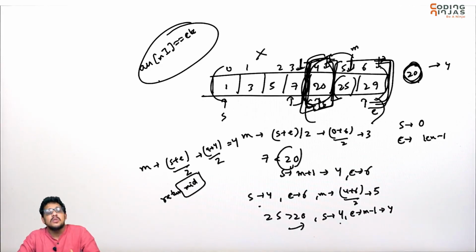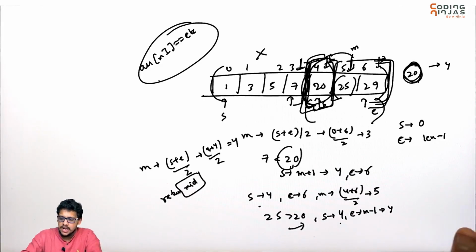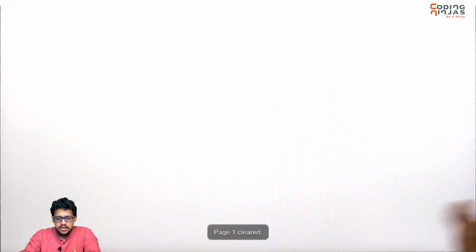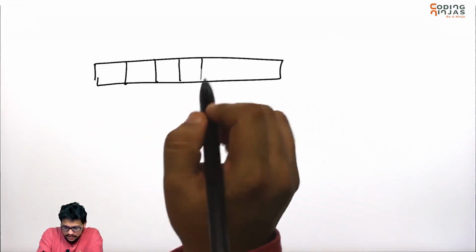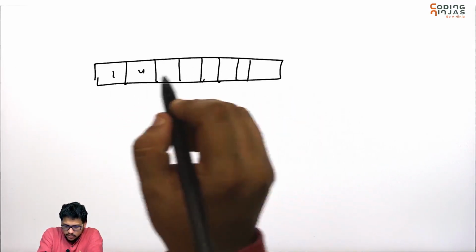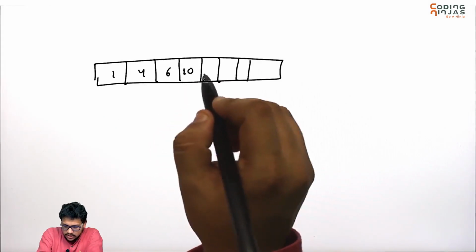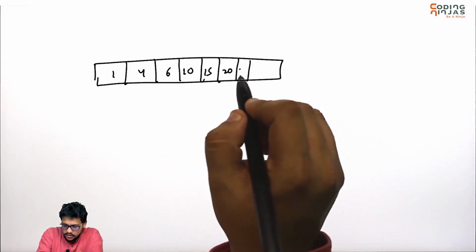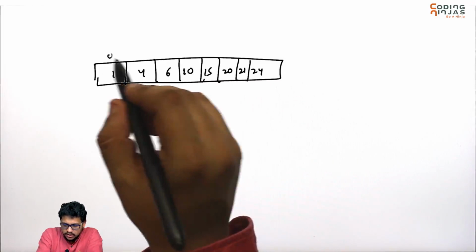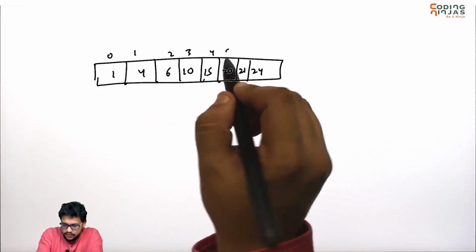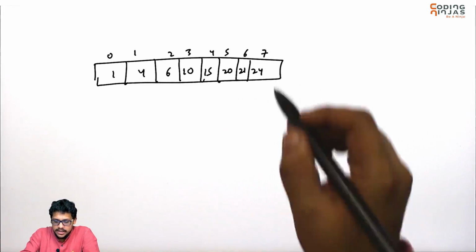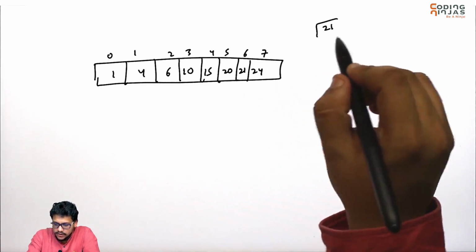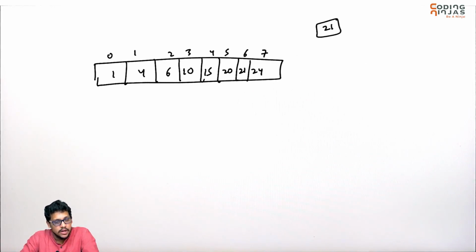Right? So this is the process we can follow. Let us consider another example and try to search in that. Let us say our initial array is like this: 1, 4, 6, 10, 15, 20, 21, 24. So the indices are 0, 1, 2, 3, 4, 5, 6, 7. And let's say I want to search for 21.